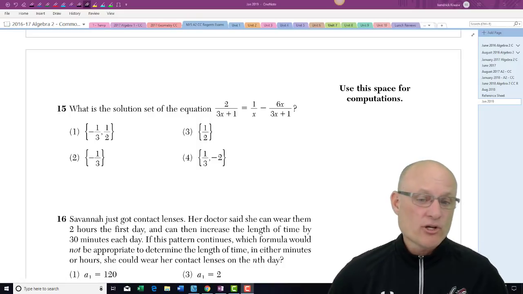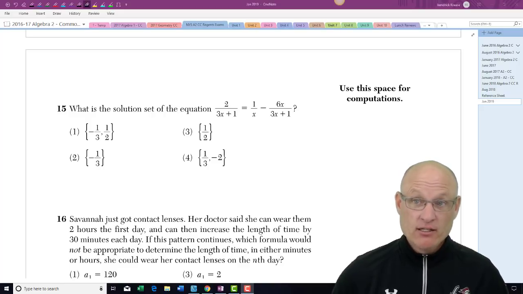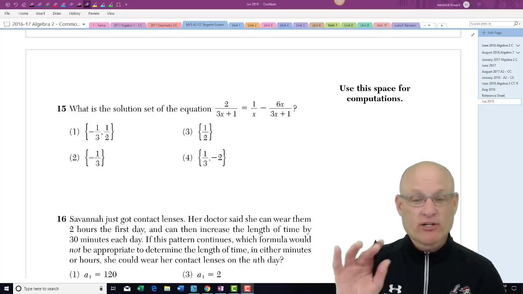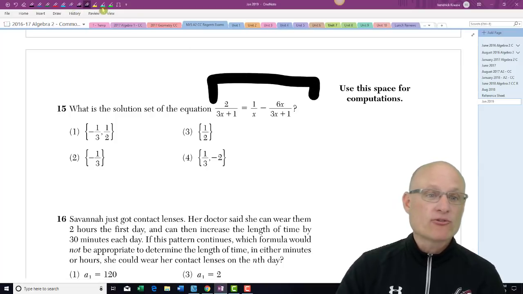All right, so I'm going to show you how to do this problem the right way and then the wrong way. But the wrong way gets you the right answer all the time. The right way, don't make any mistakes. So we're going to do the right way. If this was a part 2 question, here's how you would do it.